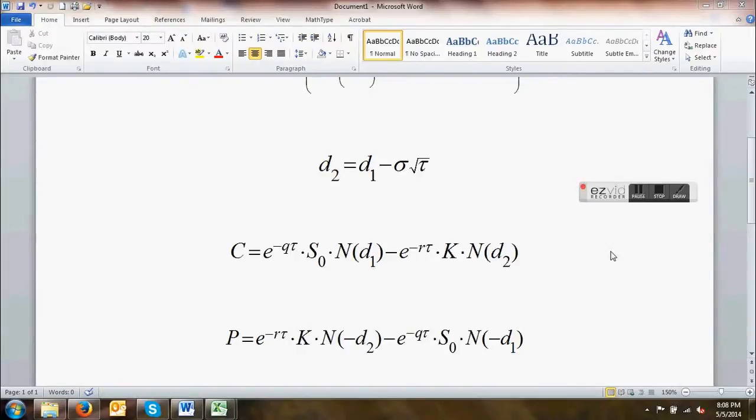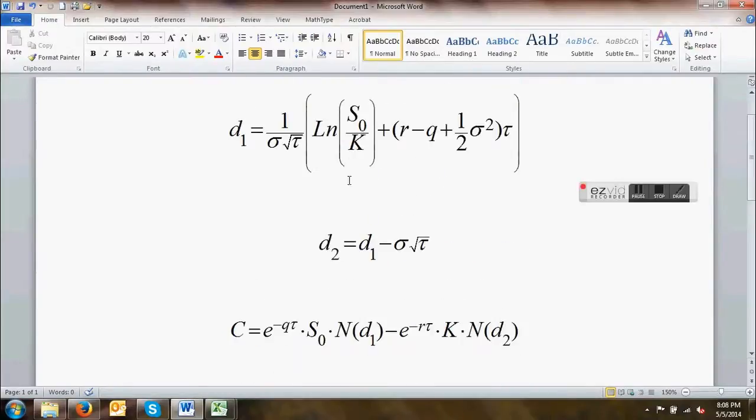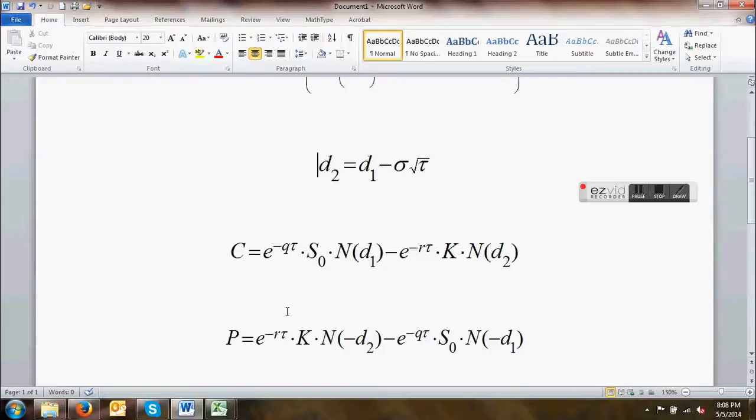Alright, so we've talked about our D2 and our D1, and then the price of the call is going to be e to the minus q, where q represents the dividend yield. Tau is again the time until expiration, S0 is the current spot price, and N(d1) is the cumulative standard normal distribution.